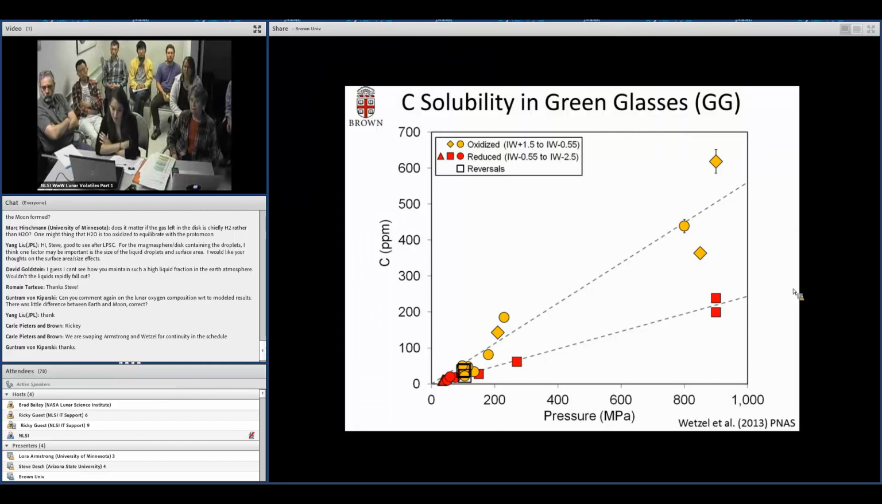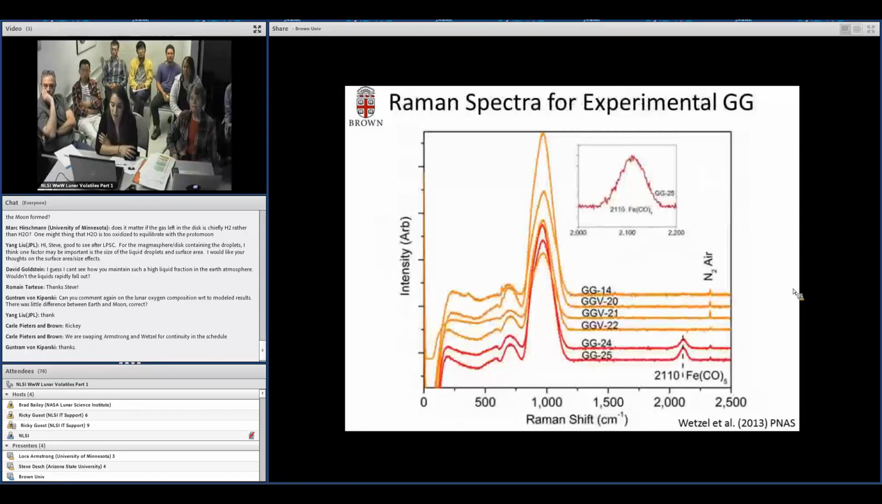We do see these 2 trends, and one of the questions we had is, why is this? One of the ideas we had is, maybe it's speciation. For this, we looked at both FTIR and Raman spectra to determine how carbon was dissolved in these melts. What I have here is Raman spectra for the experimental glasses. Again, red is reduced, yellow-orange is oxidized, and you'll note that there's a peak at 2110 in the reduced glasses. You don't see it in the oxidized glasses, and this is due to iron carbonyl. This is really a new carbon species that we need to think about when we want to think about how carbon is dissolved in reduced lunar melts.